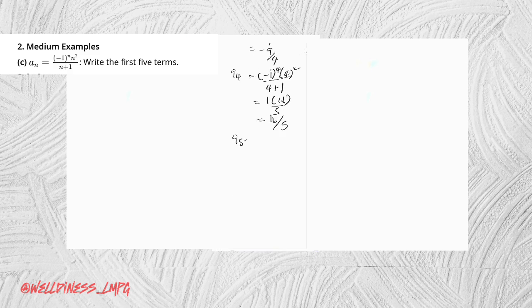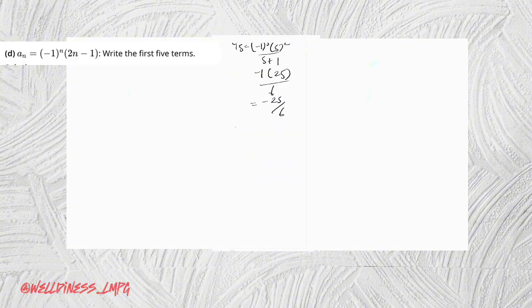Now your A5 is going to give you minus 1 raised to the power 5 multiplied by 5 squared divided by 5 plus 1. And minus 1 raised to the power 5 is same thing as minus 1, and 5 squared will give you 25. So 25 times minus 1 will give you minus 25, and 5 plus 1 will give you 6. So your final answer is minus 25 divided by 6.